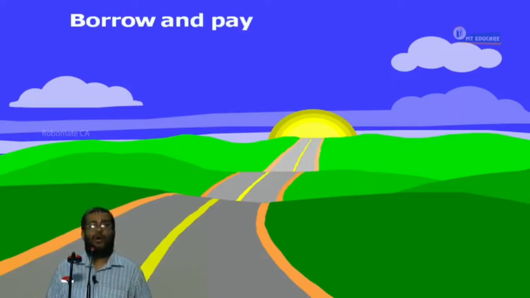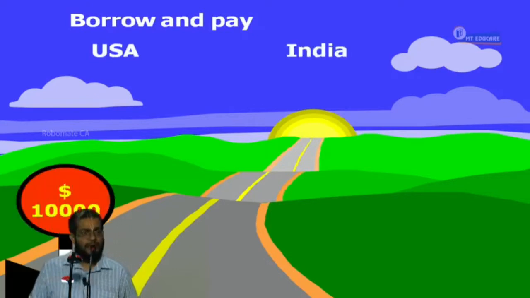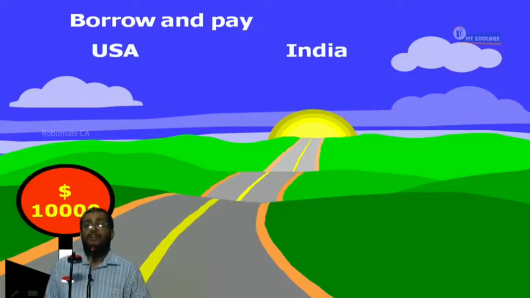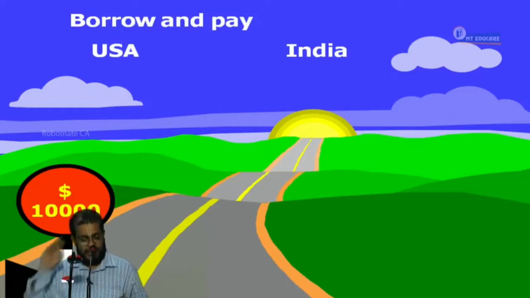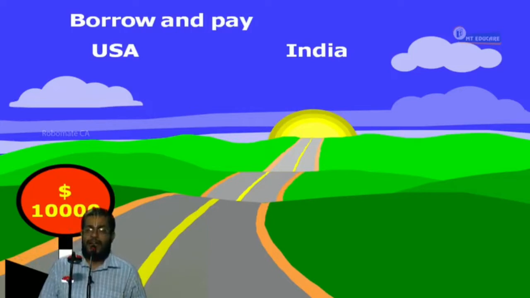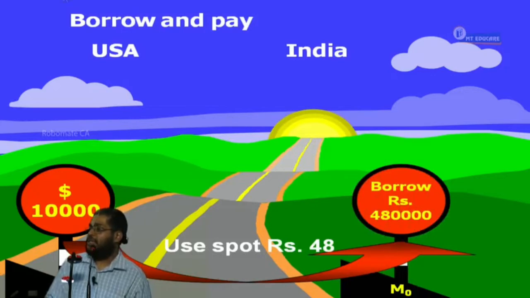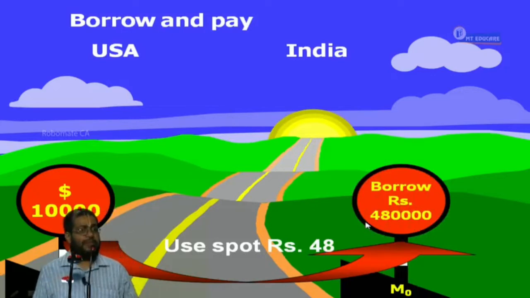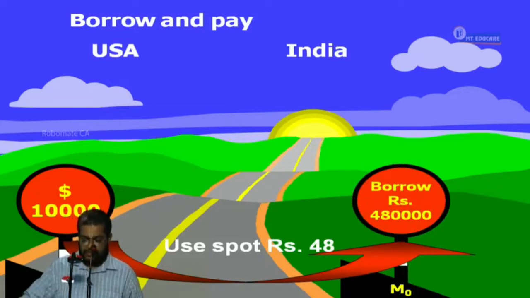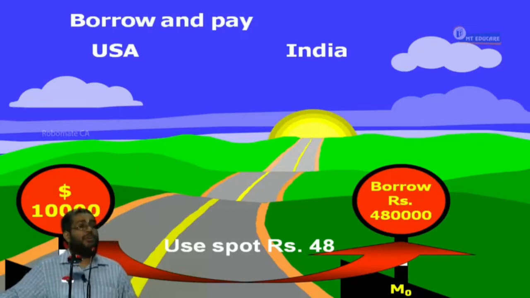Borrow and pay. Tell me how much should be paid today. $10,000. For purchasing $10,000, should I use the spot rate or forward rate? What is the spot rate here? 48. That means how much rupee should I borrow? 48 into 10,000 gives how much rupee to be borrowed here? Should be 4,80,000. This 4,80,000 borrowing should be repaid along with the interest or not? Yes. Now how much interest? 12% per annum. I am going to borrow for how many months here? 6 months. But I am going to compound for how many times here?